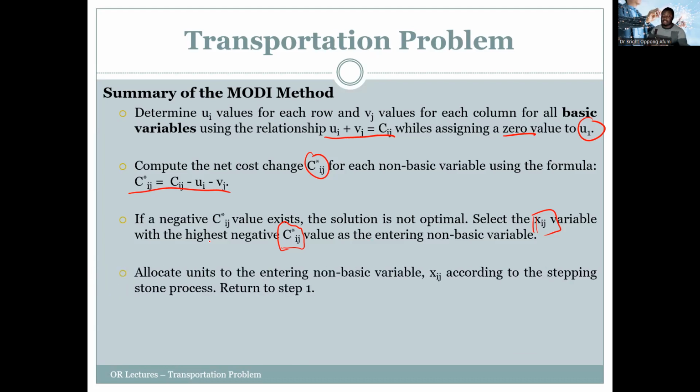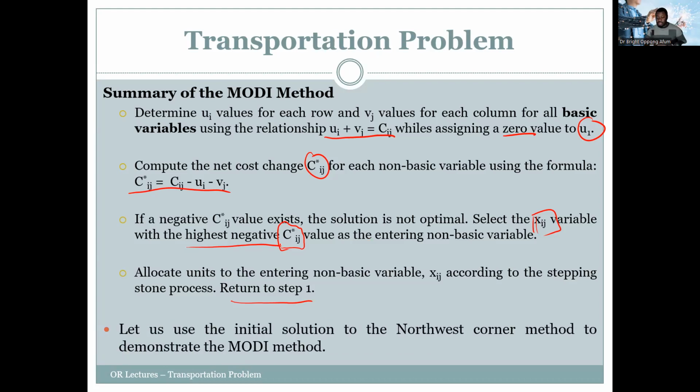And then we allocate as much as we can in the non-basic variable cell according to the stepping stone process, which we've done already. So we iterate, we continue the iteration until there is no negative net cost change. If there is no negative net cost change, then we see that the solution is optimal.